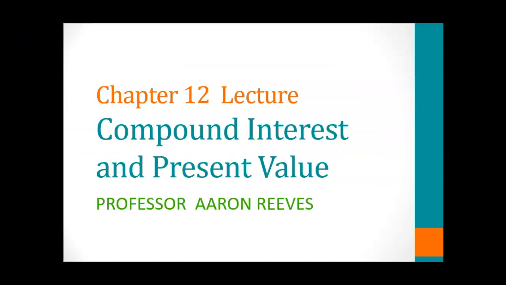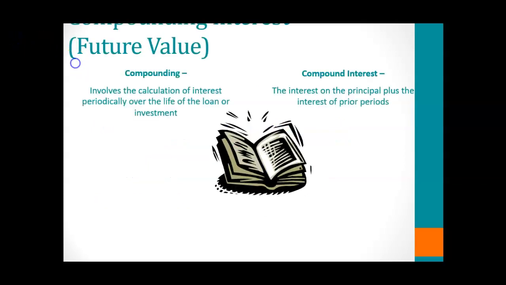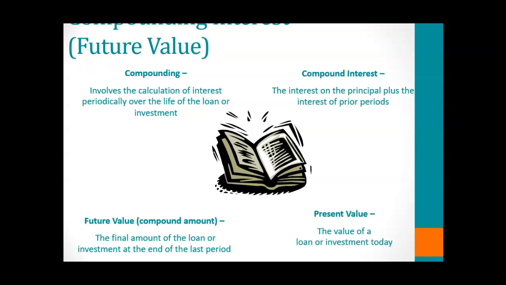In chapter 12, we focus on how to calculate compound interest and present value. So let's talk about different terms and understand the different terms. First, the term compounding. What does that mean? Well, think about if you make an investment or if you borrow money. Compound involves the calculation of interest periodically over the life of the loan or the investment.